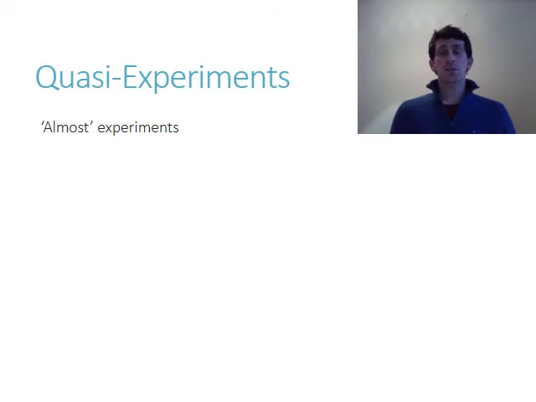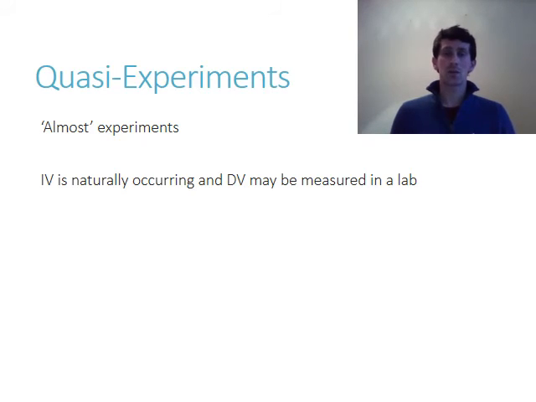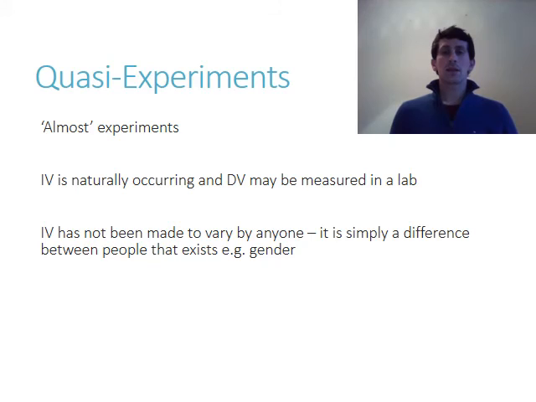So quasi-experiments are these almost experiments. Again, they're not a true experiment because the researcher isn't manipulating any independent variables. The independent variable in this case is always naturally occurring. However, the dependent variable could quite easily be measured in a lab. We'll give you an example of one in a minute. The key thing with a quasi-experiment is that the independent variable is something that is naturally occurring. It's not being manipulated, it's not being controlled by any researchers or experimenters. This is all something that's naturally occurring, like gender.